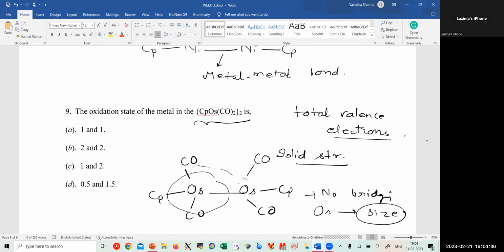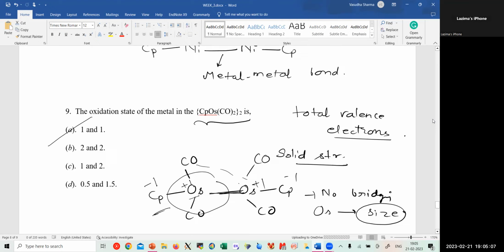And therefore, now you can see it is having one direct bond with osmium and one bond with Cp. So both osmiums, because of the Cp, exist in plus one state. Because Cp is minus one, this will become plus one. This is minus one, this is plus one. Also, you can cross-check via the oxidation method. You can calculate their number of electrons.